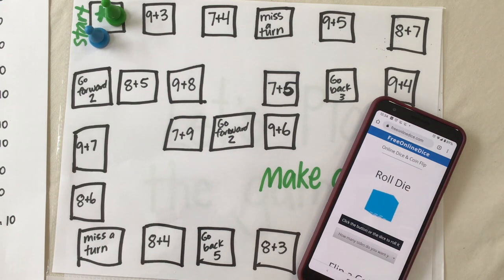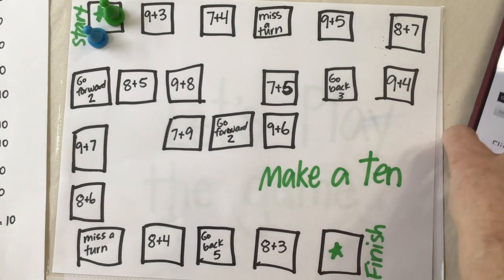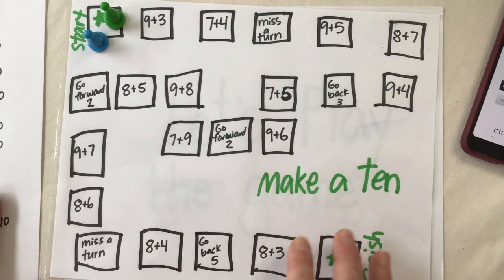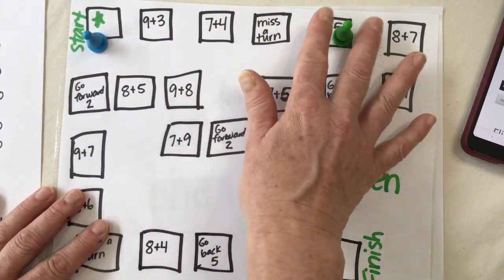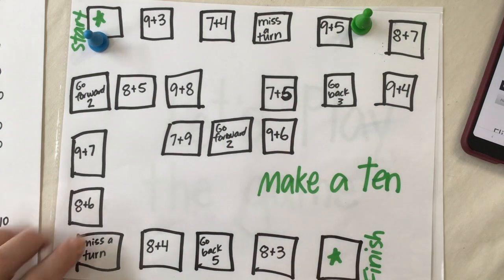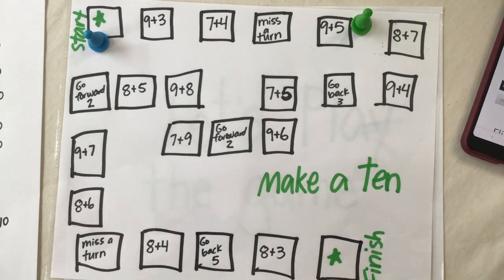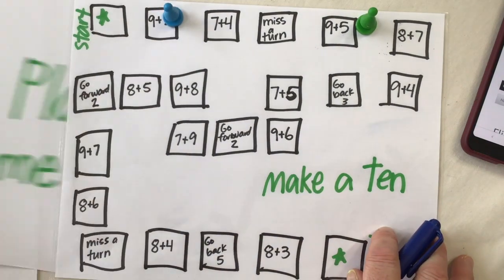All right? The first person rolls the dice. And I rolled my dice. I landed on a 4. So I move my game piece 4 places. 1, 2, 3, 4. Here's my math problem. 9 plus 5. Okay. We're going to make a 10.